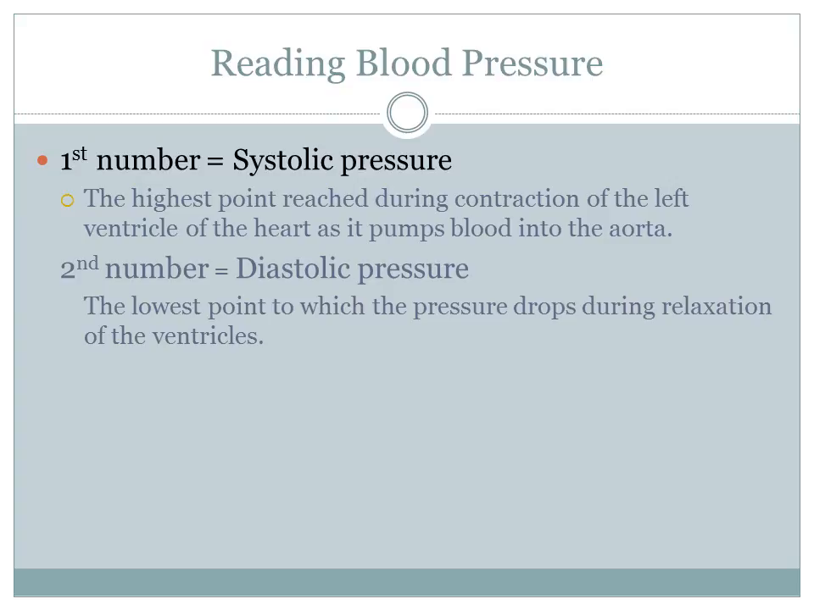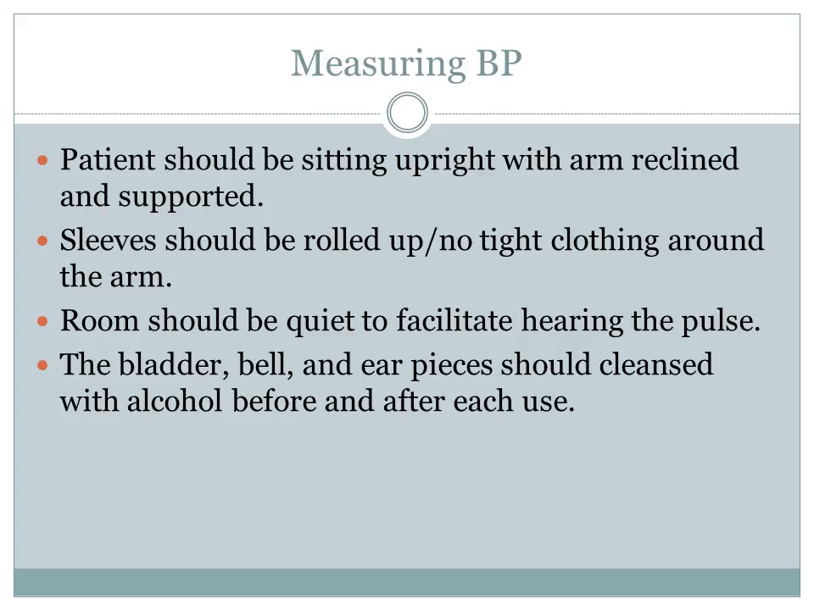Reading blood pressure. The first number is your systolic pressure, the highest point reached during contraction of the left ventricle of the heart as it pumps blood into the aorta. The second number is the diastolic pressure, the lowest point to which the pressure drops during relaxation of the ventricles.